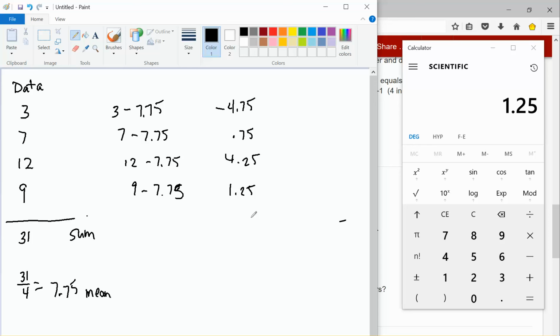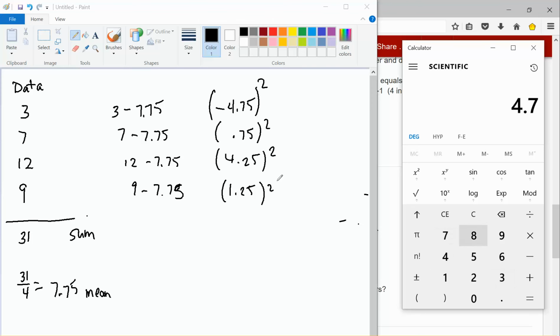Okay, so I'm going to come back into my calculator. I'm going to take 4.75 squared, 0.75 squared, 4.25 squared, and 1.25 squared. It doesn't matter if I put a negative or a positive in. When I square it, it's going to become a positive. So I don't have to put in negative 4.75, I'll just put in 4.75. And when I square it, that's 22.5625.